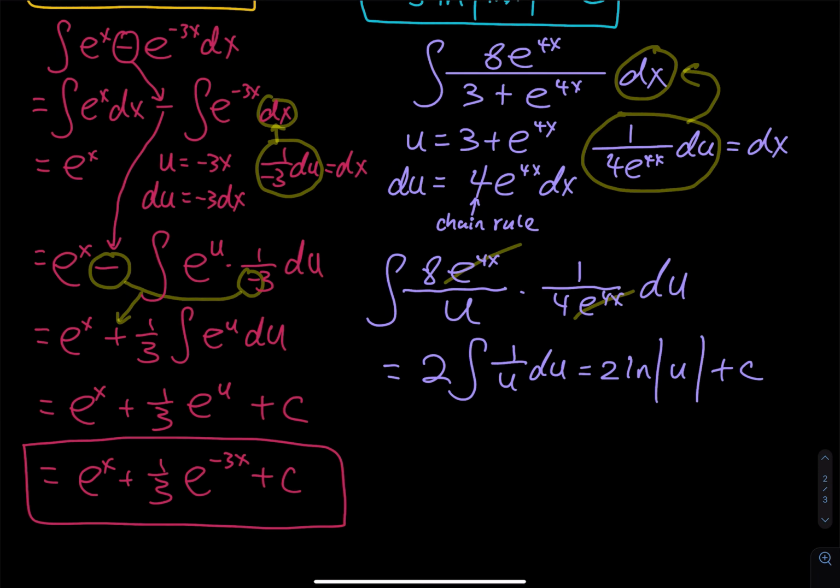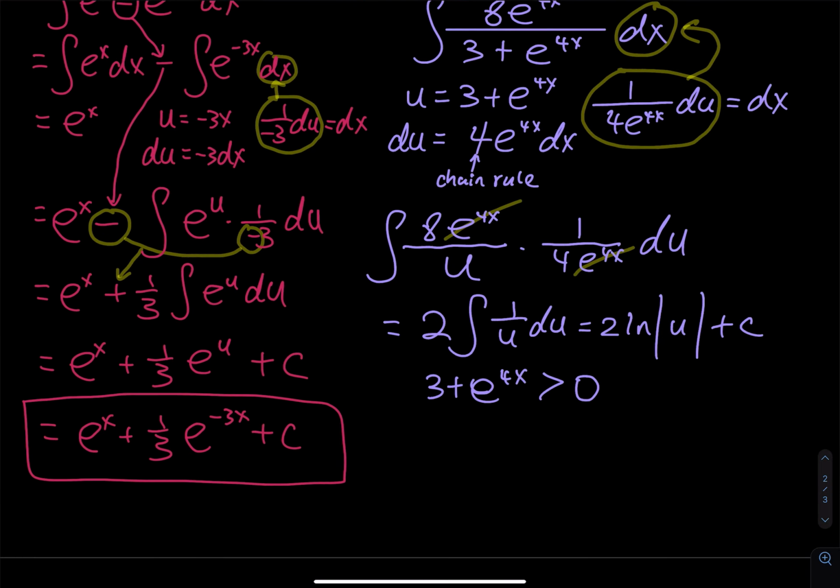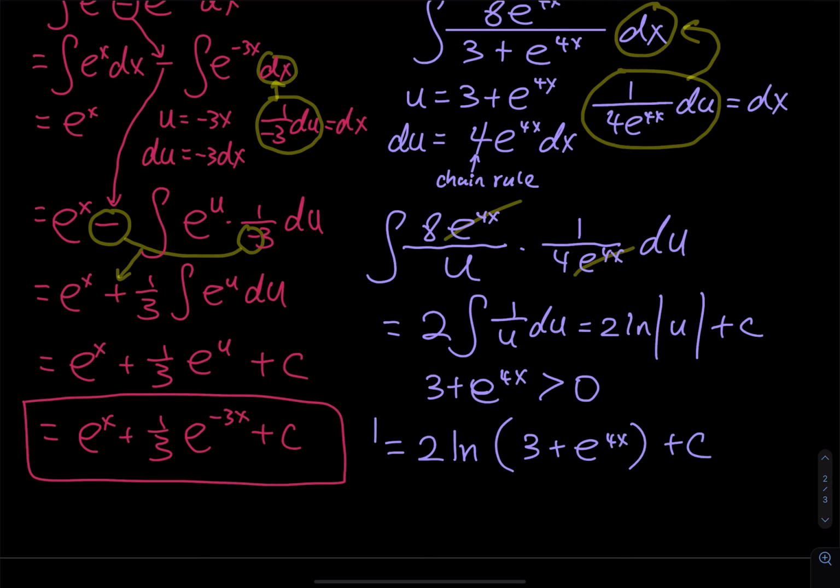and then the u is 3 plus e to the 4x. So this is always positive. So 3 plus e to the 4x is always positive. E to the 4x itself is always positive. Positive, you add a 3 to it, is always positive. So therefore, we do not use the absolute value. So this is ln parenthesis 3 plus e to the 4x and then plus c. So this is your final answer.